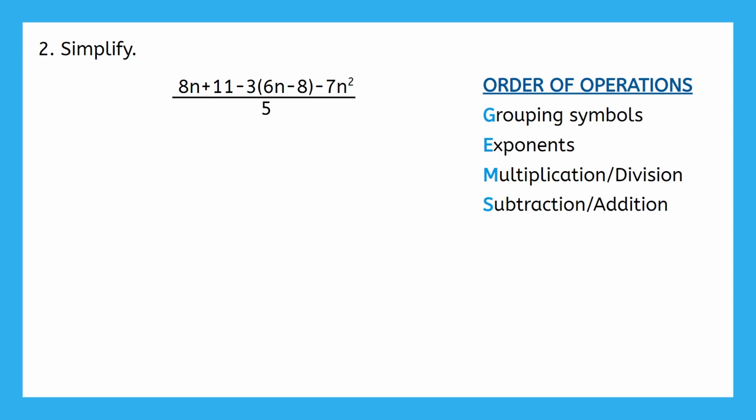As I mentioned, GEMS tells us to start with groupings, and our biggest grouping to tackle is this entire numerator. When we need to simplify a large grouping, we just use GEMS again inside the grouping. I have another grouping with 6n minus 8, but they're not like terms, so there's nothing I can do with it. I also can't do anything with this exponent, so I'm on to multiplication and division within the numerator, which means it's time to distribute.